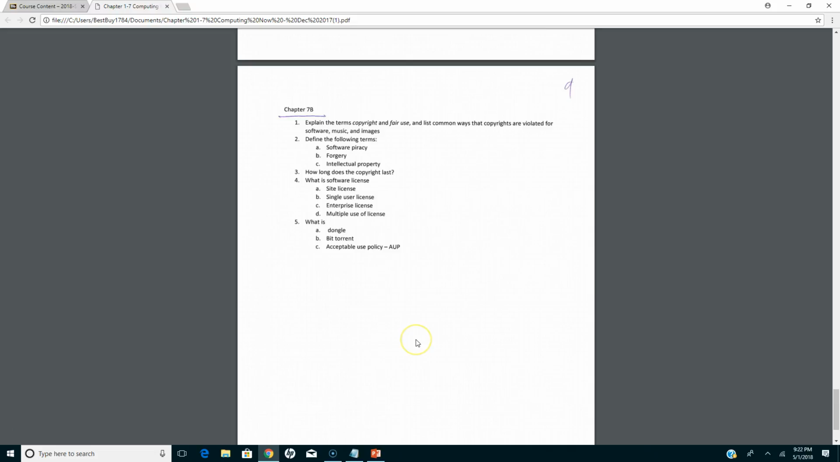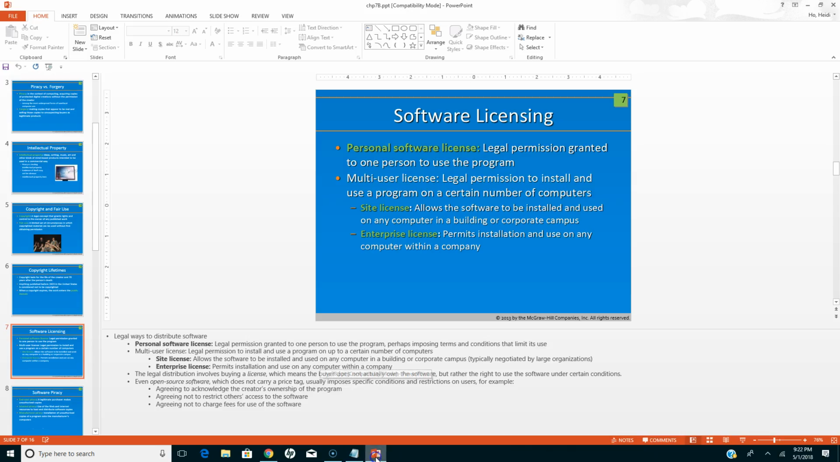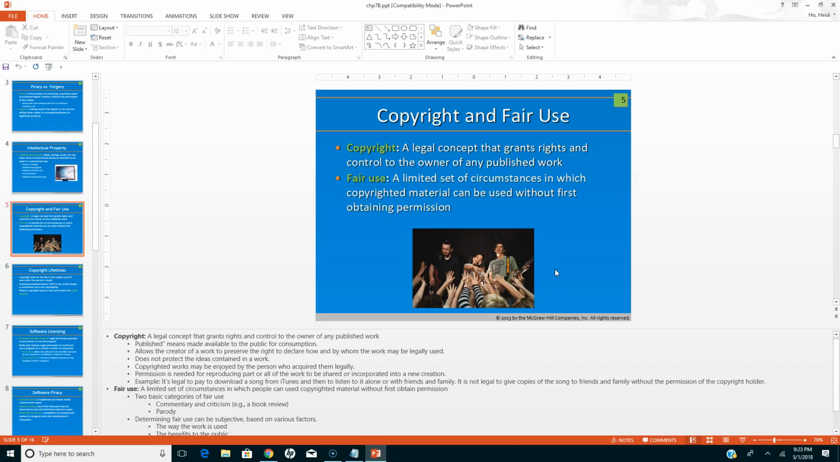Explain the terms copyright and fair use, and list common ways that copyrights are violated for software, music, and images. Let's go to slide number 5. Copyright is a legal concept that grants rights and control to the owner of any published work. That means if a person creates or writes a book and copyrights it, then other people cannot just make a copy and sell it for profit.